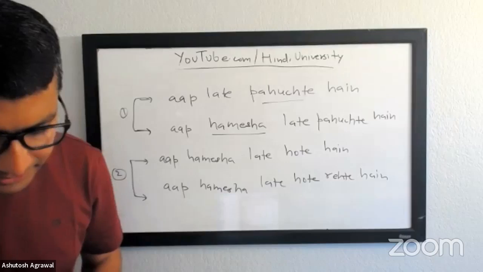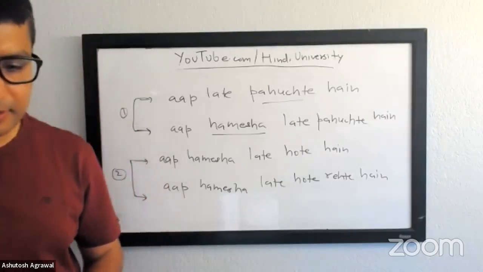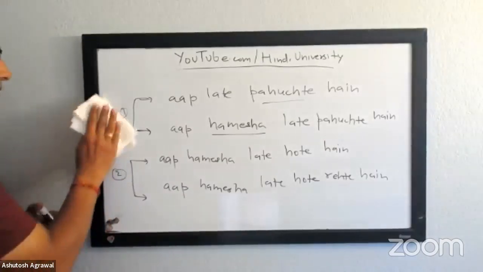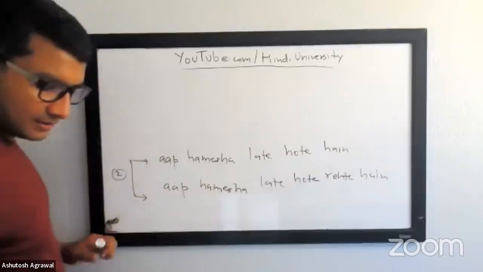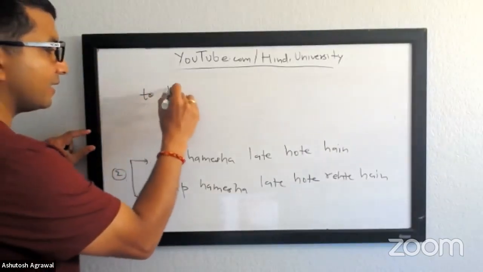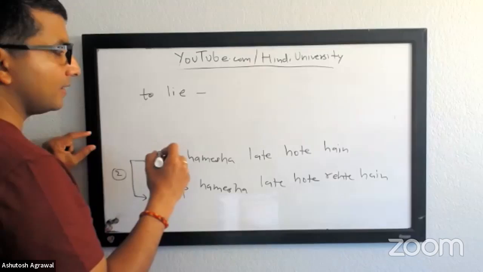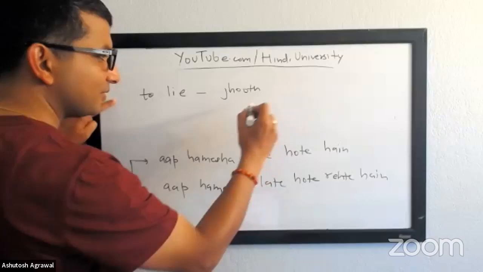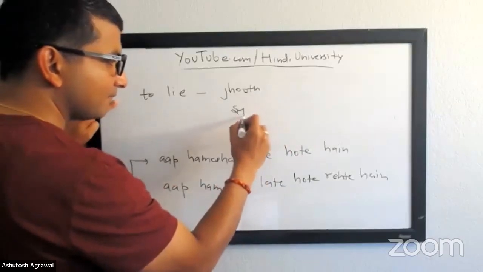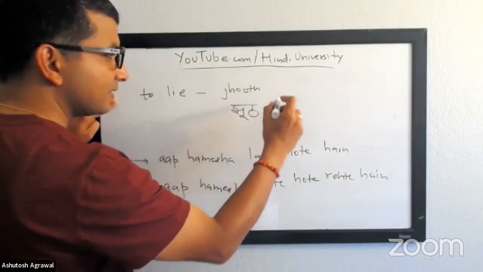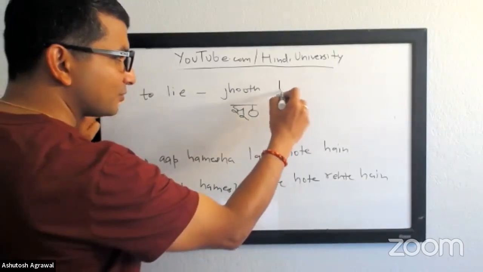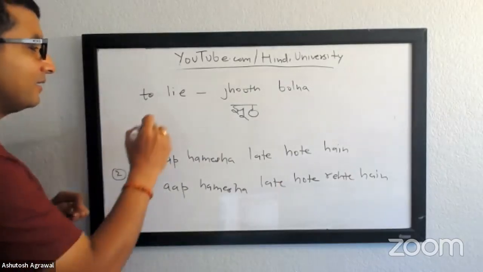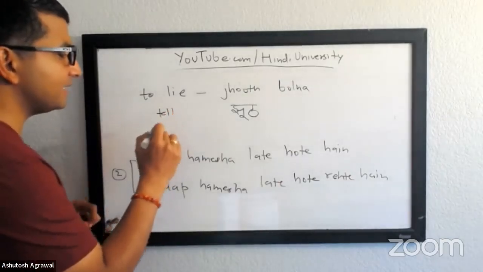Let's say if somebody keeps on lying, how will you say that? What is to lie in Hindi? Jhoot karna. Jhoot. Karna. Very good. What is to speak? Bolna. Very good. So jhoot bolna. To tell a lie.